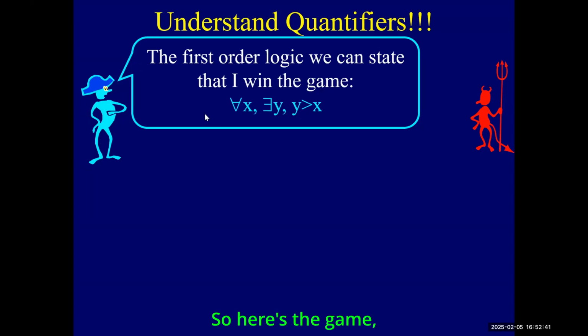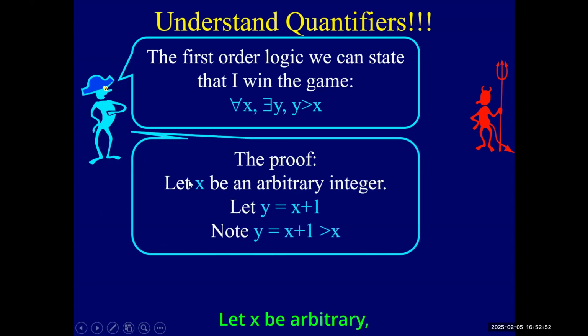All right, so here's the game. The game is saying for every x, adversary, how do you play the game? How do I prove for all x? Let x be arbitrary. Here, give me an arbitrary x.